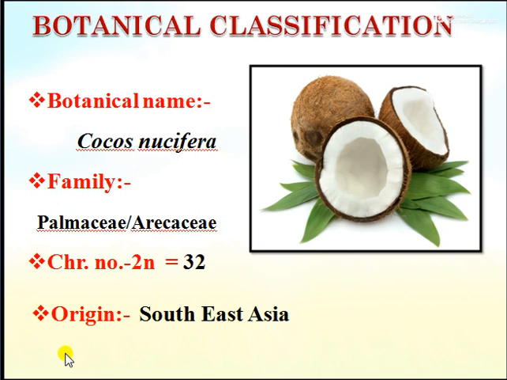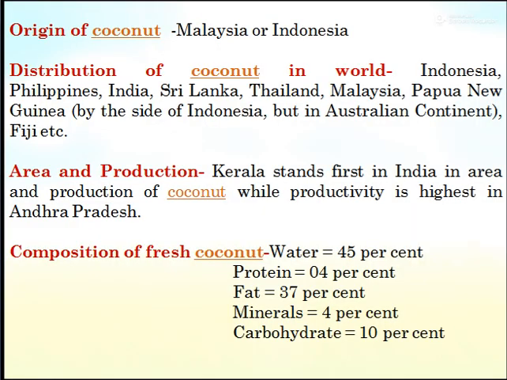So the first is the botanical name of coconut, Cocos nucifera, under the family Palmaceae or Arecaceae. The chromosome number of coconut is 2n = 32. Origin is Southeast Asia, Indonesia and Malaysia. The distribution of coconut in the world is Indonesia, Philippines, India, Sri Lanka, Thailand, Malaysia, etc. Area and production of coconut: Kerala stands first in area and production, while the productivity is highest in Andhra Pradesh.